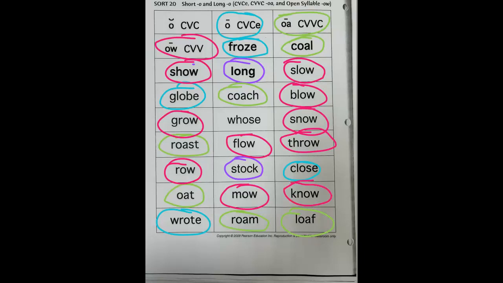Okay, you do have one oddball. That oddball is right here in the middle. It looks like it should be part of the consonant, vowel, consonant with an E on the end. So it should make the long O sound, but it is not. Instead, we say whose. Whose? Like, whose ball is this? Weird. So that is our oddball in ours.